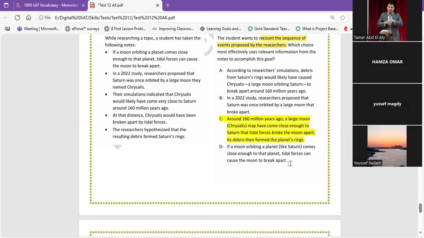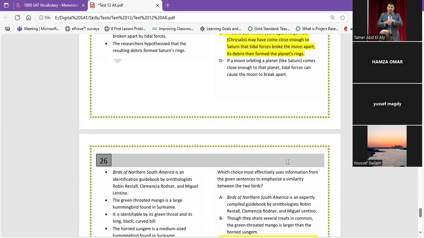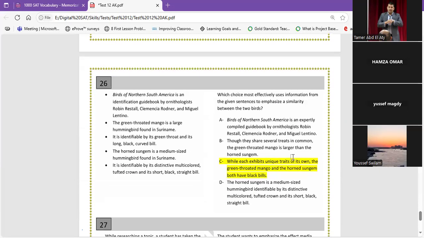No, this is a cause and effect relationship. It doesn't show the sequence. Question 26. What does he want? He wants to effectively use information from the given sentences to emphasize the similarity between the two birds.